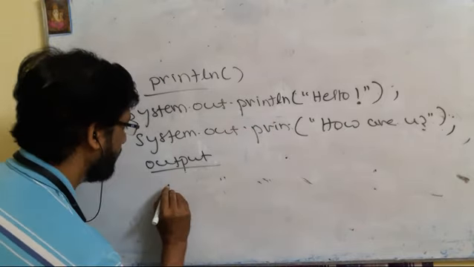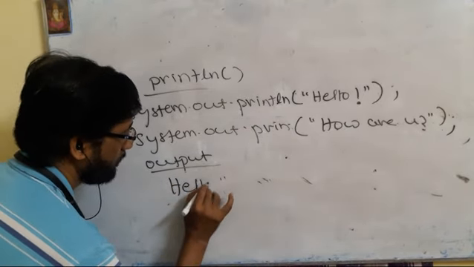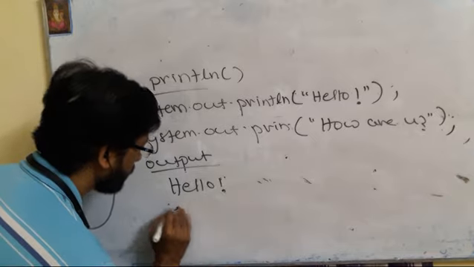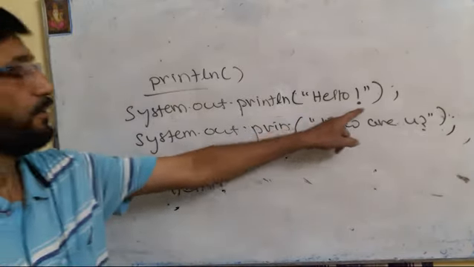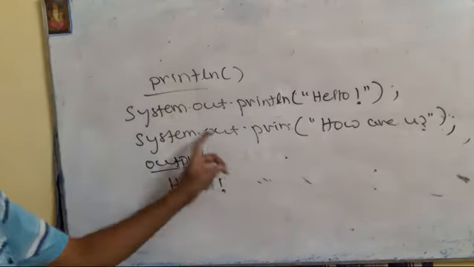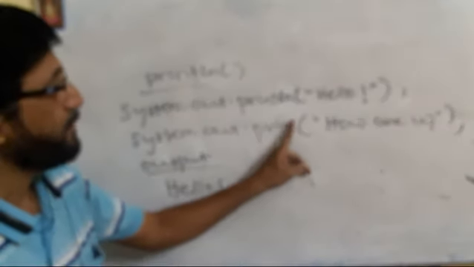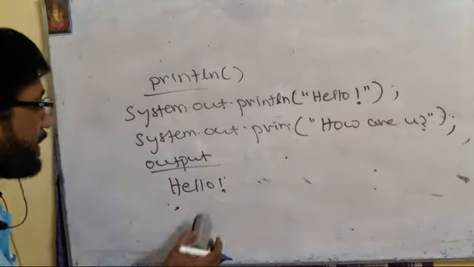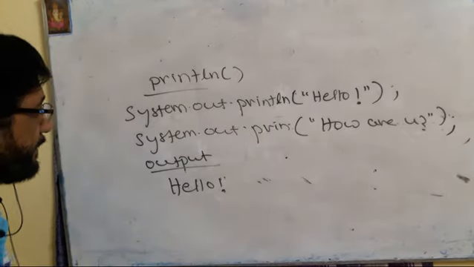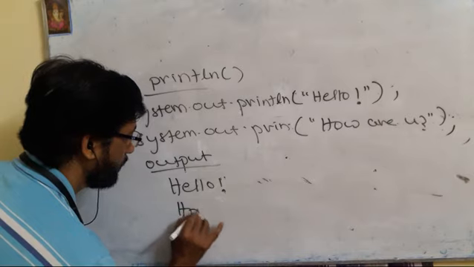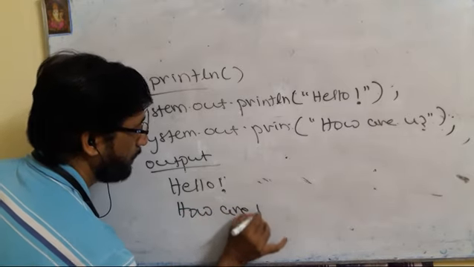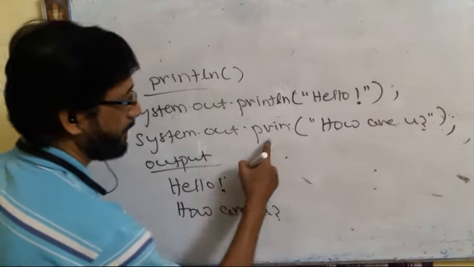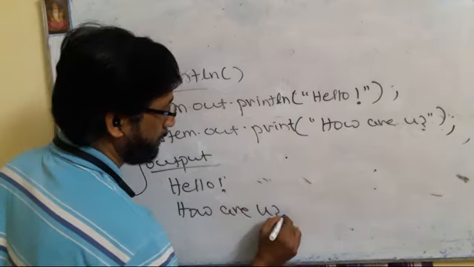Now the output will be: System.out.println hello will print hello and bring the cursor to the next line. Then again System.out.print how are you. As the cursor is in the next line, the printing will start in the new line and it will print how are you, and print will keep the cursor in the same line. Okay, so this is the difference between print and println.